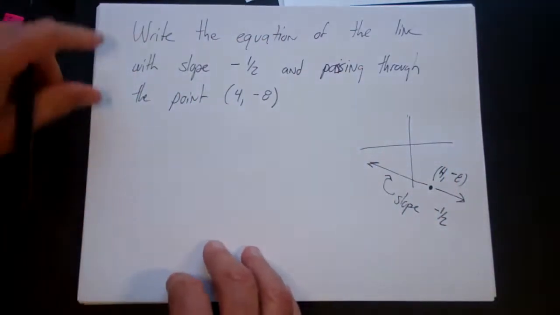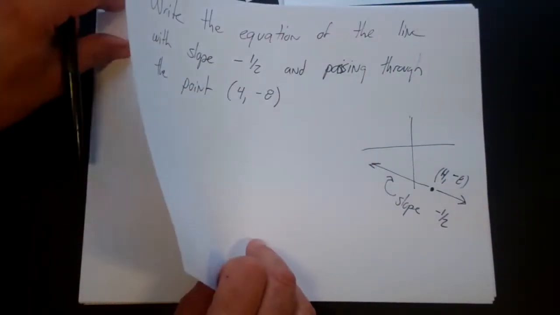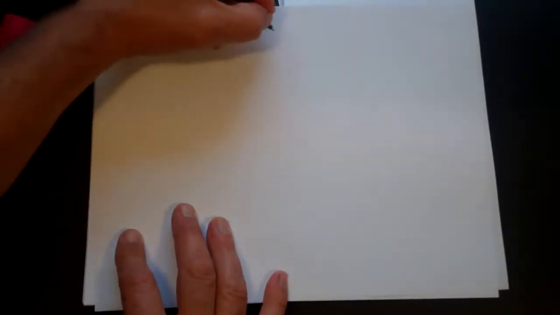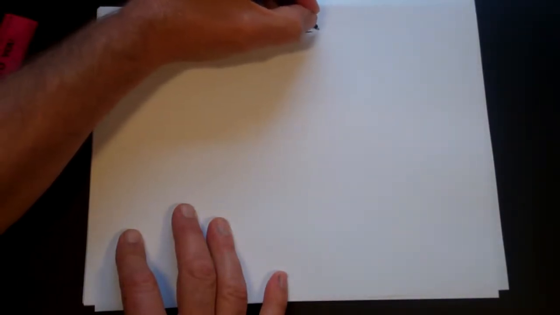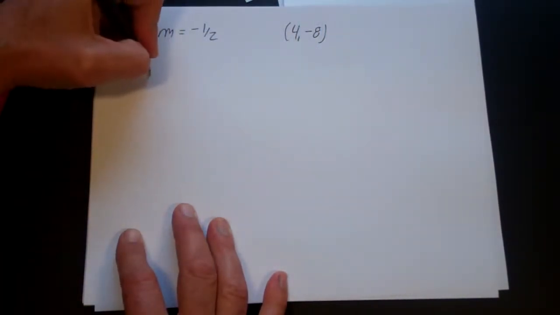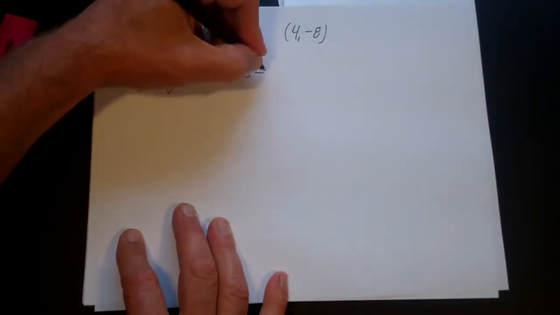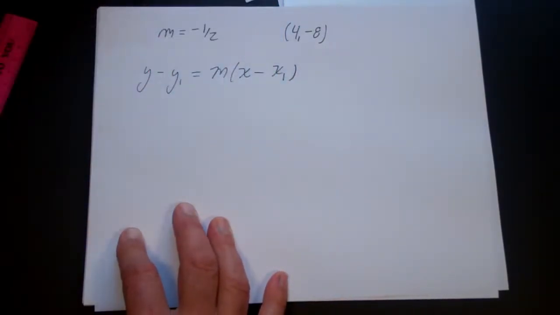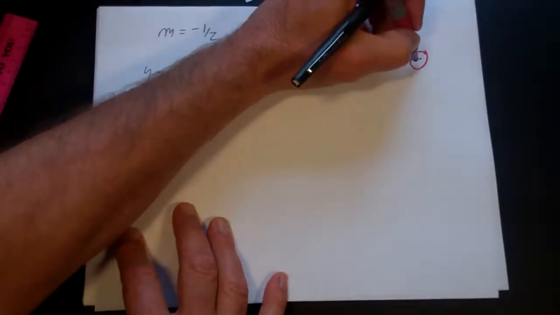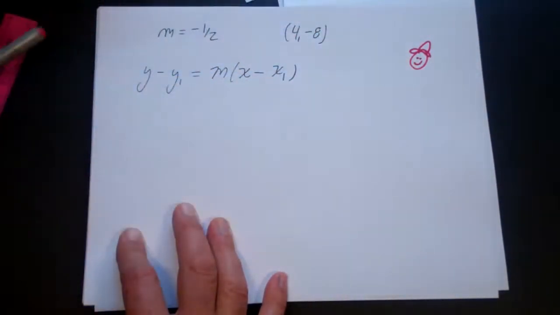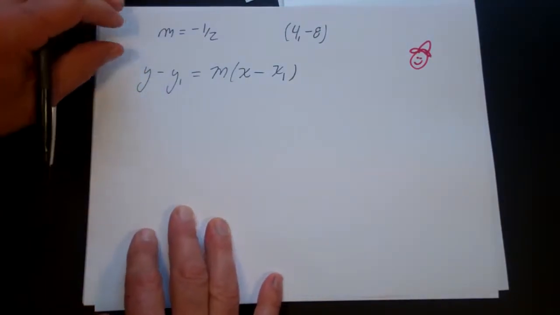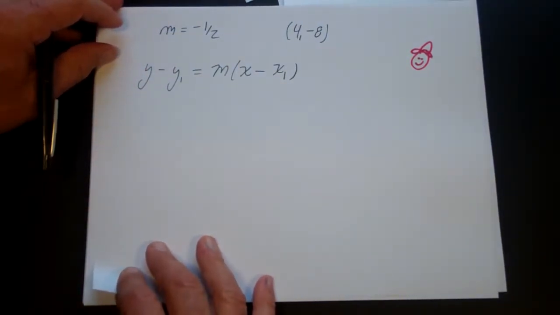So let's think about how we're going to solve this problem. Well, the very first thing that we're going to do, let me just write down the slope and the point. We're going to use the point-slope formula. You're going to have to memorize that that's the formula that you need to use. You're usually going to be using this. So it's going to be y minus y1 is equal to m times x minus x1.